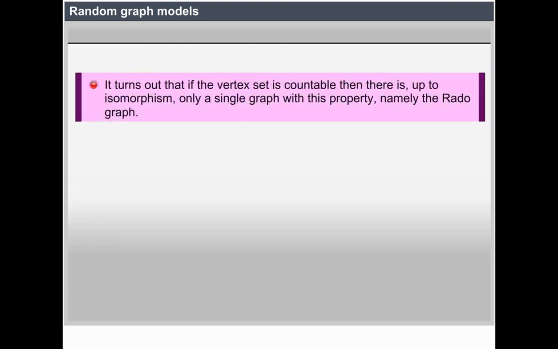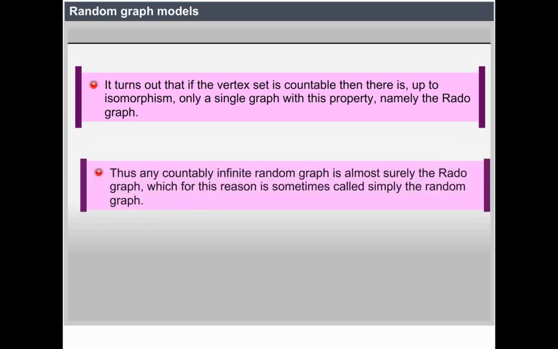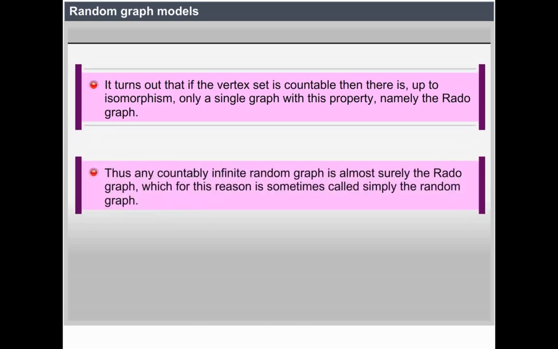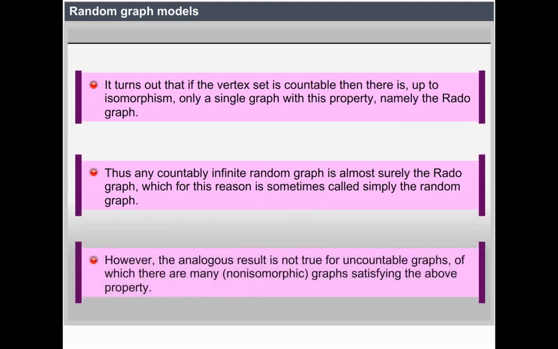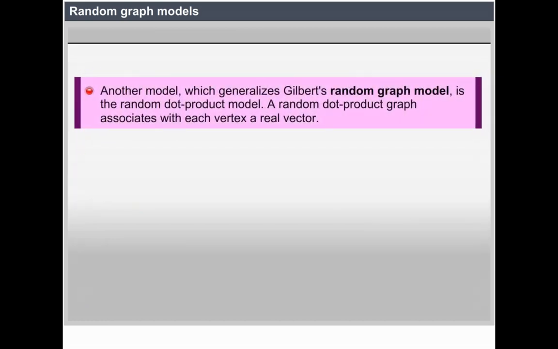It turns out that if the vertex set is countable, then there is, up to isomorphism, only a single graph with this property, namely the Rado graph. Thus, any countably infinite random graph is almost surely the Rado graph, which for this reason is sometimes called simply the random graph. However, the analogous result is not true for uncountable graphs, of which there are many non-isomorphic graphs satisfying the above property.